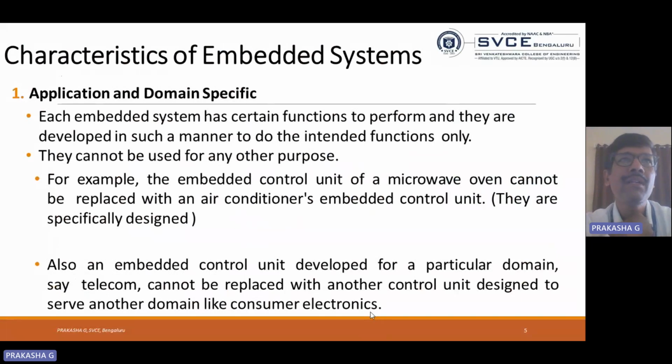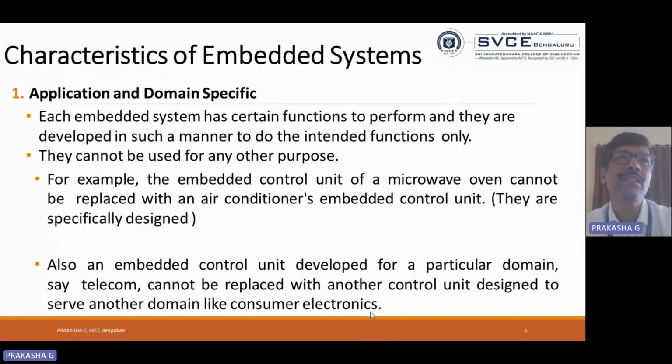So we have so many embedded systems designed, developed and released into the market to perform a specific task. One example is the microwave oven, which cannot be replaced with an air conditioner. We have an embedded control unit in the microwave oven that cannot be replaced by the AC embedded control unit. The embedded control unit for the AC is totally different from the embedded control unit for the microwave oven.